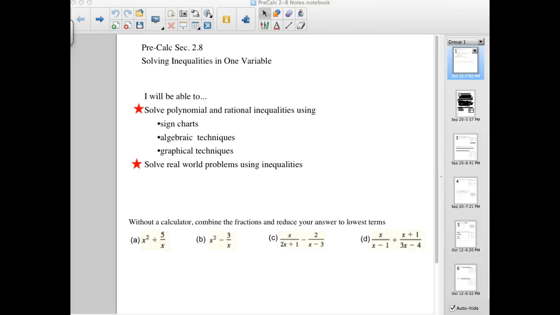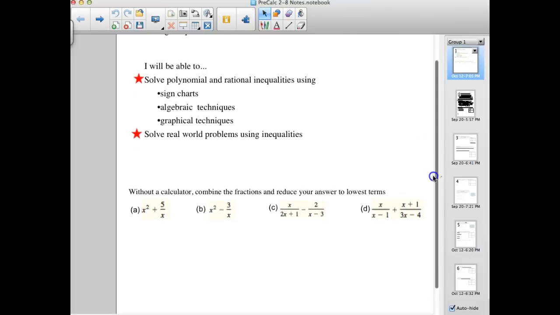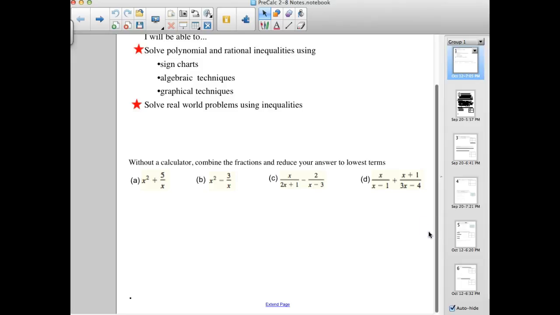Main focus today is going to be on how do we make a sign chart. We're going to use that both with algebraic and graphical techniques to look at the overall picture and be able to tell where is your inequality less than 0, where is it greater than or equal to 0, that type of thing. Okay, next week we'll focus on the real world inequalities.